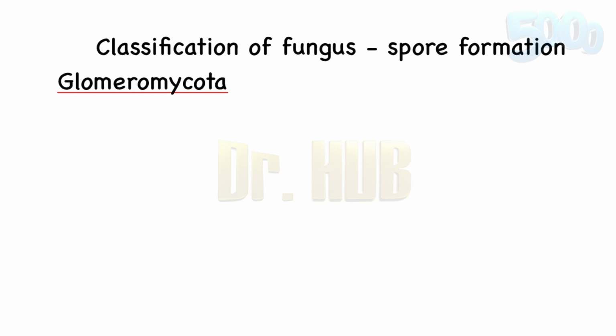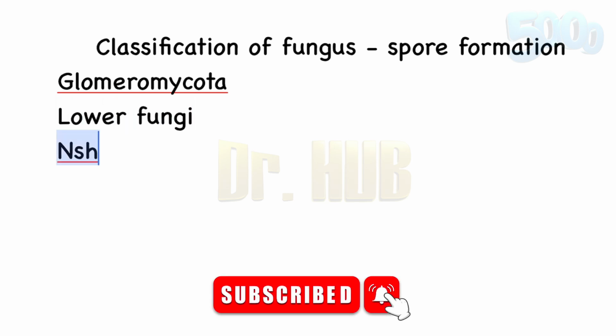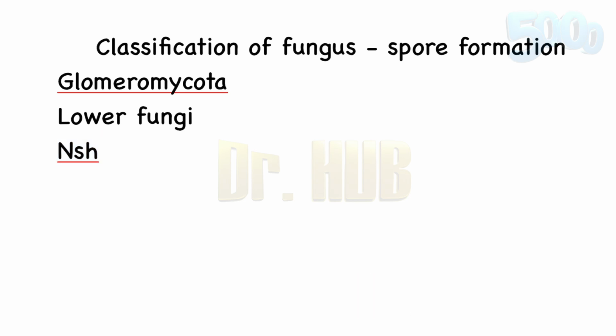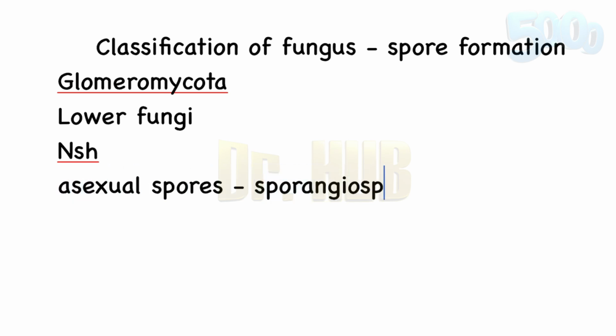The Glomeromycota, the first one, are aseptate fungi with non-septate hyphae, that is NSH. The asexual spores are known as the sporangiospores, and they are present within swollen sac structures known as the sporangia.